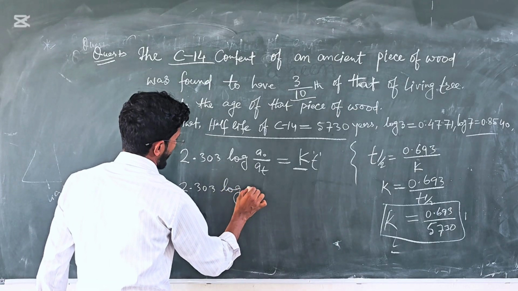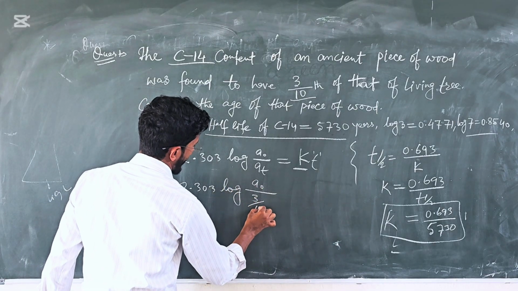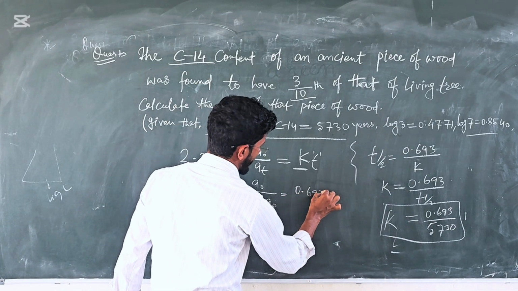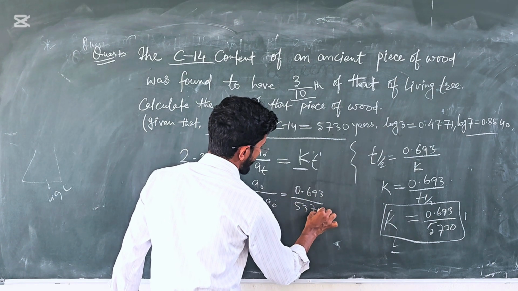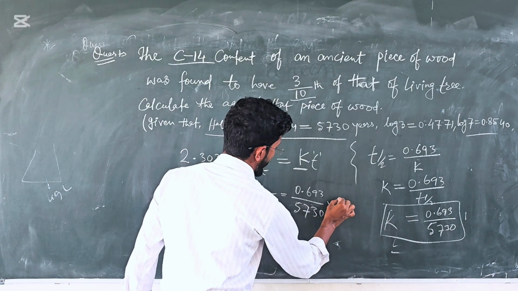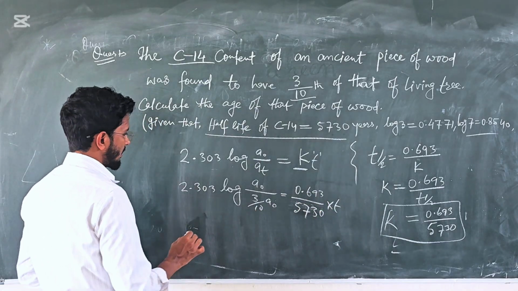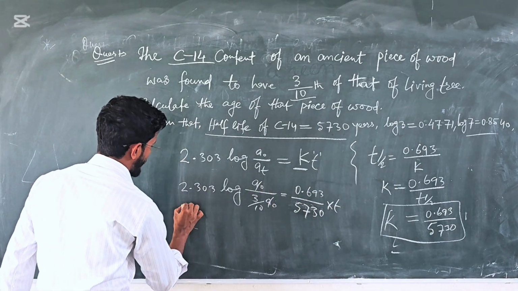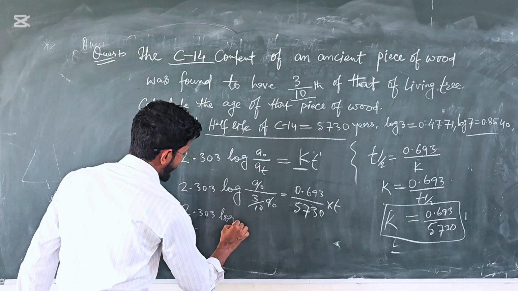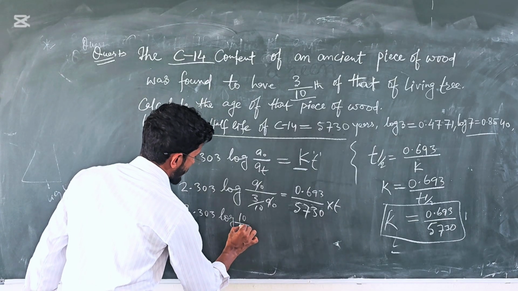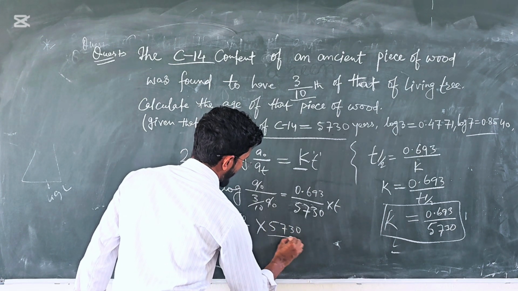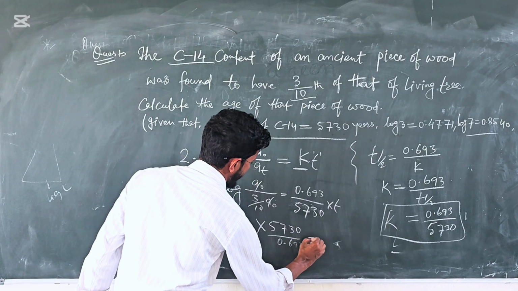The equation is 2.303 log A naught upon 3/10 A naught is equal to the value of K, which is 0.693 upon 5730, into T. From here, we can simply calculate the value of T. Here A naught cancels and it becomes 2.303 log 10 upon 3, and if we multiply here, this becomes 5730 upon 0.693 is equal to T.